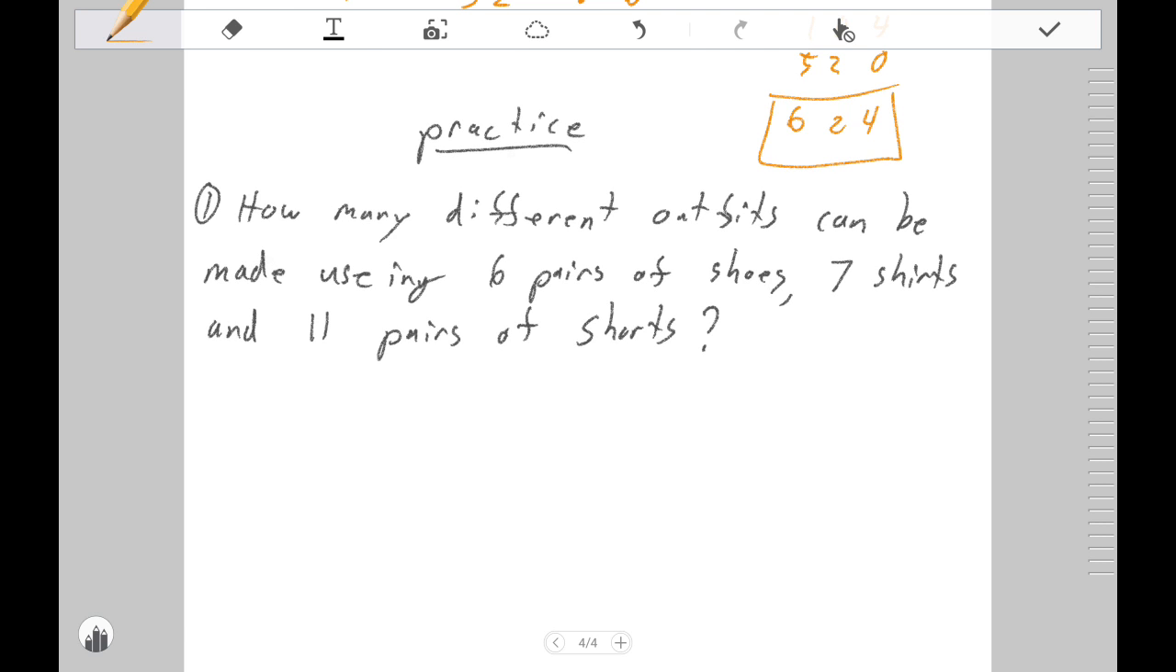So, practice problem. Go ahead and pause the video, work on the practice problem yourself, and then you can hit play again when you are ready to see the response. I'll wait about 10 seconds, make sure you paused.